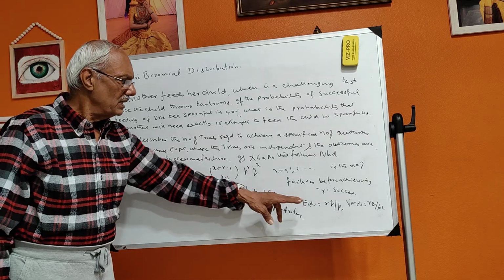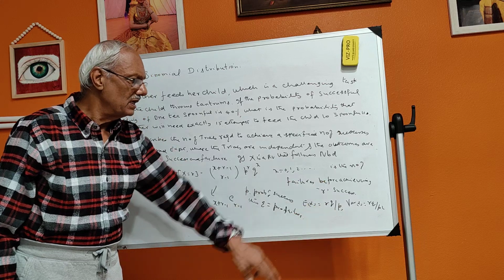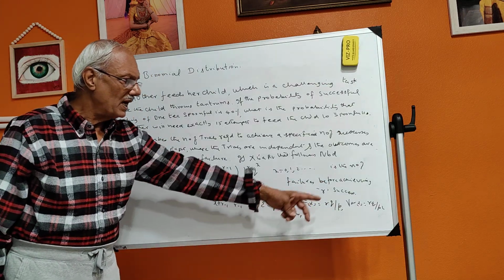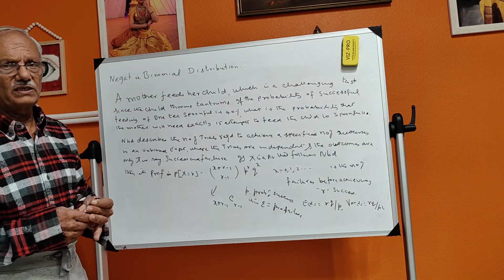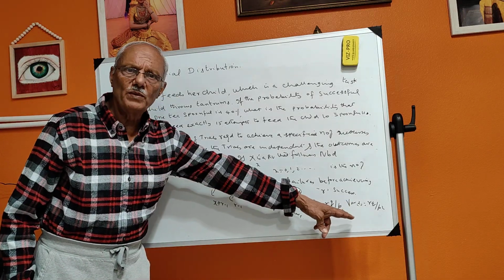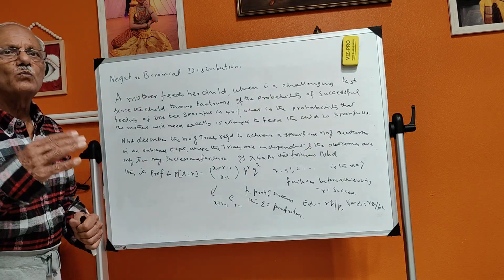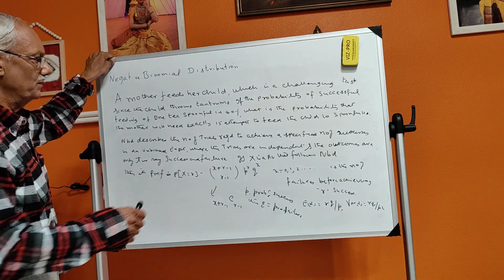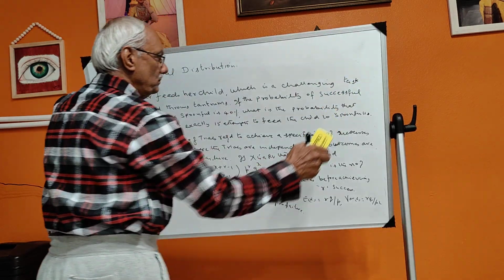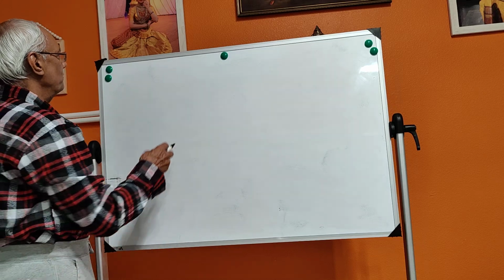Now I will explain how E of x equal to r q by p and the variance are obtained. I will explain how we get this using moment generating functions. Let me now define what is called a moment generating function.